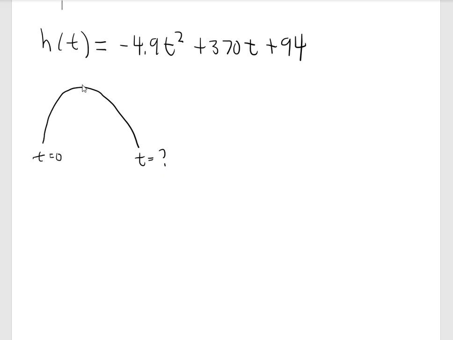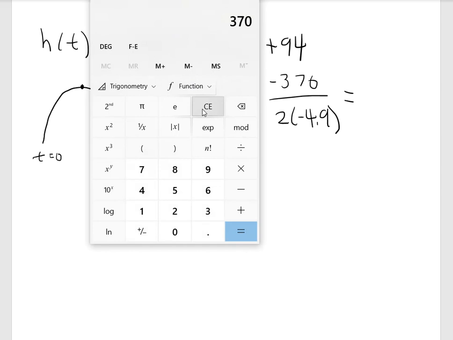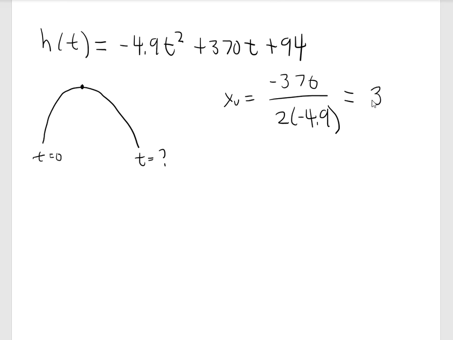And then the other thing they want to know is where the peak is. So in other words, they want to know the vertex. So first things first, let's find the vertex. So the x-coordinate of the vertex is going to equal minus b, which is minus 370, over 2 times a, which is 2 times minus 4.9. And if I pop out my little calculator here, 370 divided by 2 divided by 4.9 gives me 37.75. So at 37.75 seconds, that's where this thing is going to have a peak.